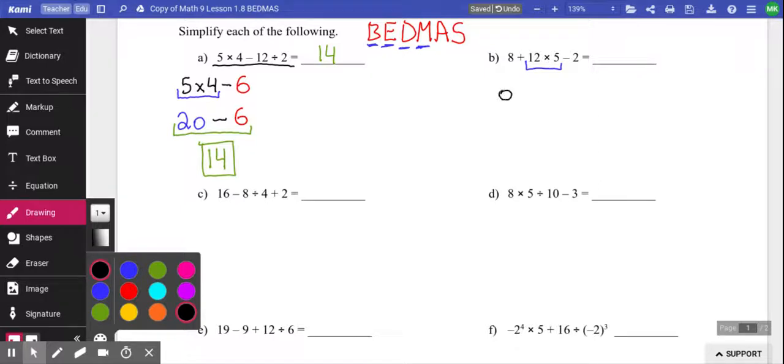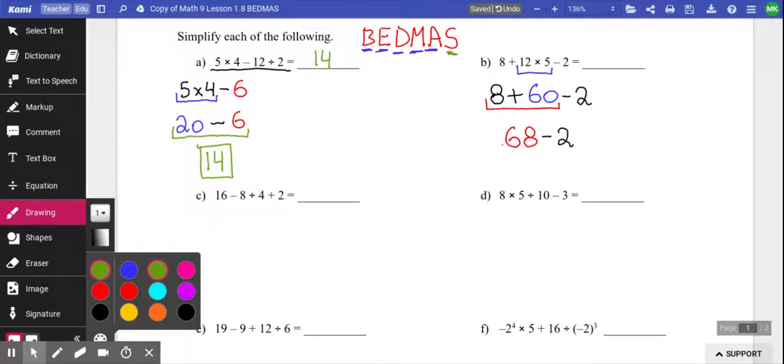Everything else stays the same. So 12 times 5 is 60 in my calculator. Everything else stays the same. The next thing I do is addition. I do have some addition in my question. I have 8 plus 60, which would turn into 68. And the minus 2 is still there. The last step is S for subtraction. I do have a subtraction. 68 minus 2 equals 66.